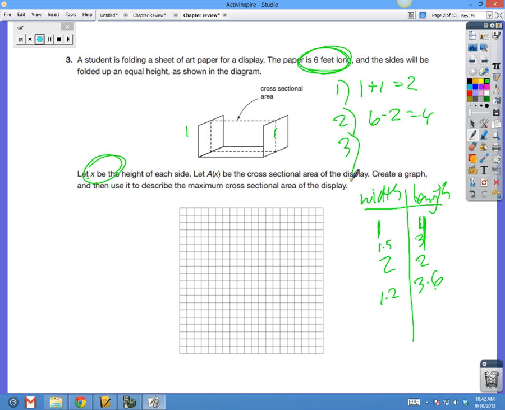Okay. So now, what if I say this is X tall and this is X tall? How am I going to find out the length if the width is X? Move number one. You're going to do X plus X, which is equal to 2X. Okay, move number two. What did you do once you've got the total? You subtract it from the total. 6 take away what you've used. What's 6 take away 2X? It is just 6 take away 2X.